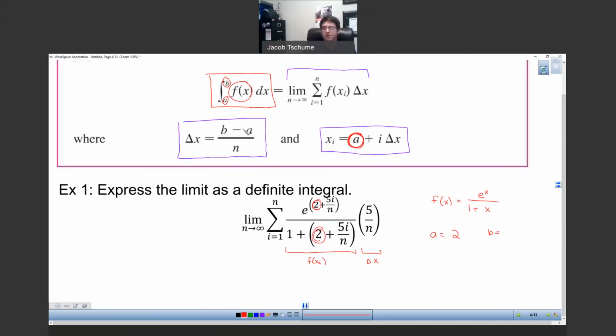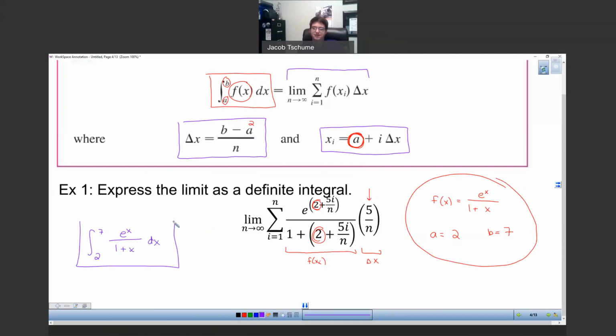Delta x, the top of your delta x function has to be b minus a. And since I know a is 2, all you have to do is ask yourself, what number minus 2 is going to give me that 5 on top. So in this case, that would be 7. And if you take these 3 bits of information and plug them into the definition of an integral, I can say that this Riemann sum is equivalent to the integral from 2 to 7 of e to the x over 1 plus x dx. That is your answer.